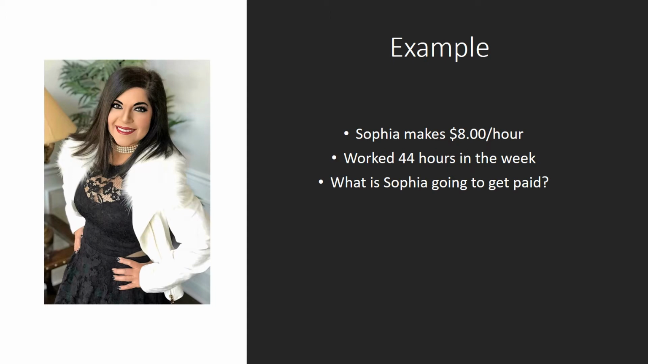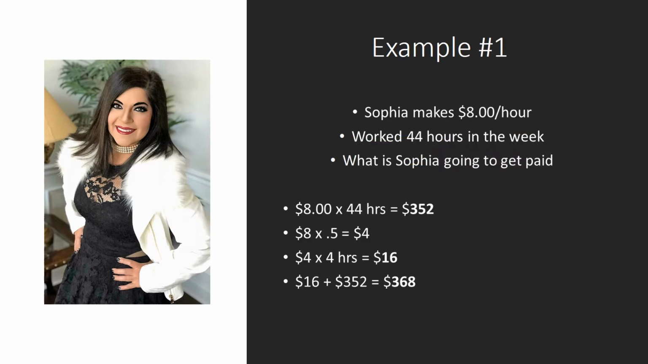So let me just give you an example. Let's go ahead and use Sophia. Sophia makes $8 an hour and she works 44 hours in the week. What is Sophia going to get paid? Everybody's going to be like, okay, this is an easy one. Let's just start very easy. So she makes $8 an hour. She works 44 hours. That is $352.